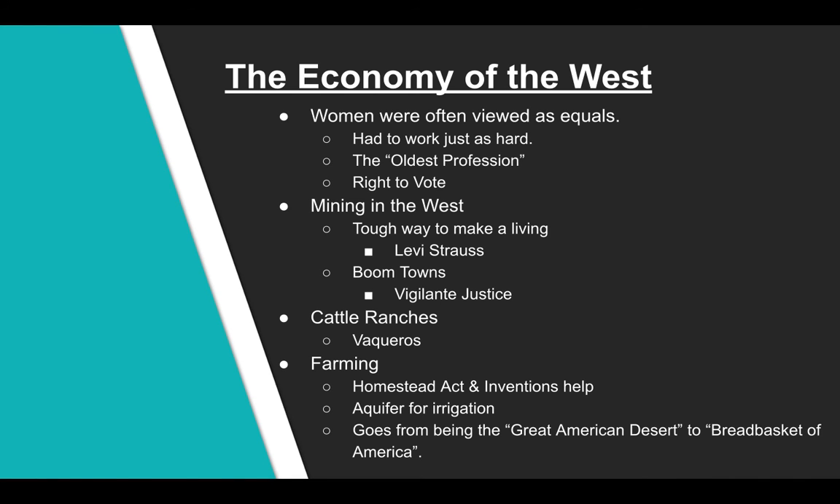Another problem in the Great Plains is the lack of water. How are you going to get water to your crops? And so they figure out that there's an aquifer, an underground water source under most of the Great Plains. And so people start to drill down and pump the water out using windmills and watering their crops. And all in all, the Midwest goes from being the great American desert to the breadbasket of America.